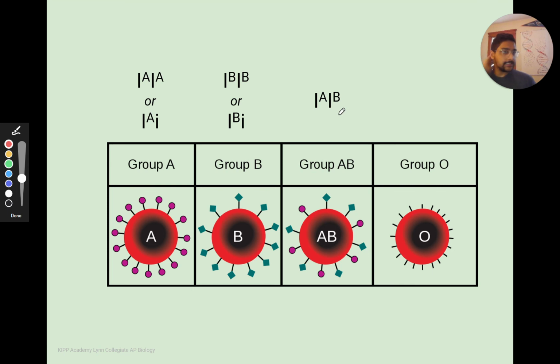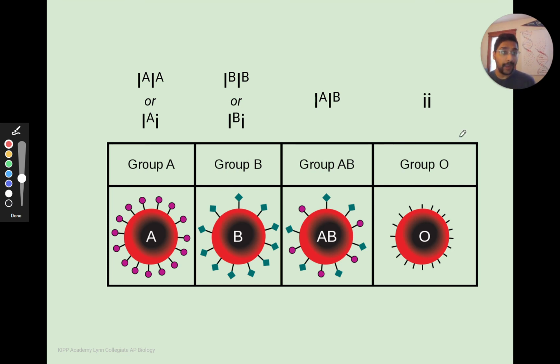AB is different, however. In this case, you have the alleles that code for IA and IB, and those will give you both antigens. So you can see that you have both the B antigen and the A antigen going on over here. And then finally, the only way to get O is if you have lowercase i, lowercase i. This is the only way to get an O blood type.